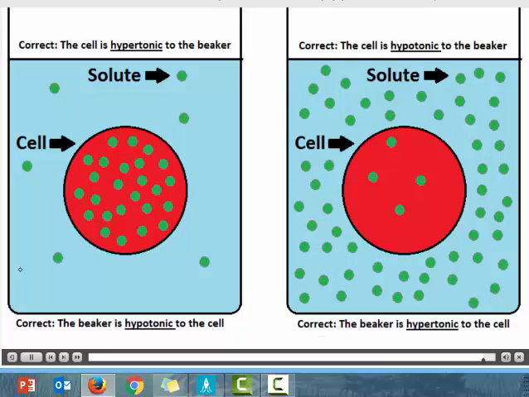So please make sure to always use hypotonic and hypertonic in a complete sentence. Without the complete sentence, you don't know what is going to happen to that cell. Right? That is very, very important. That finishes our discussion on osmosis.